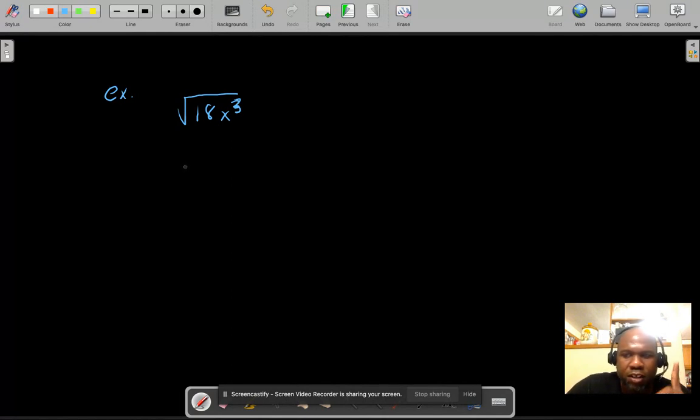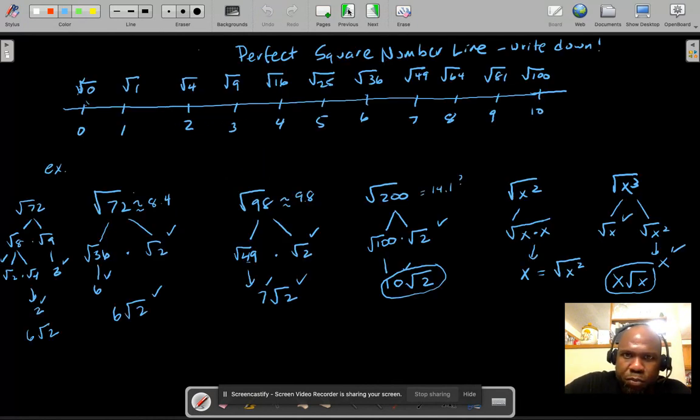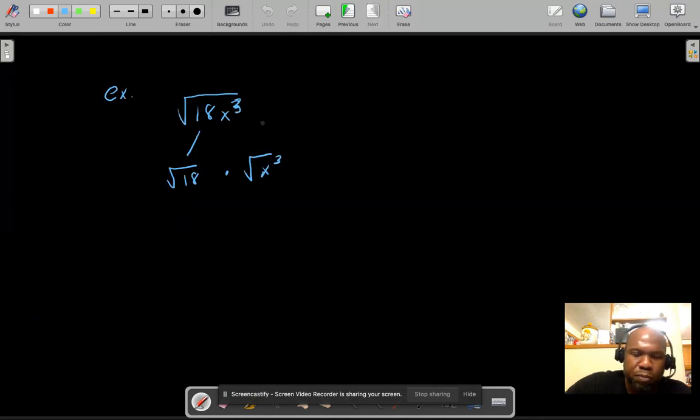Remember, the product property of radicals says I can break these down into two separate parts. I can break this down to the square root of 18 and the square root of x to the third. Then I can look for the perfect squares. The perfect square for 18 is 9, so the square root of 9 and the square root of 2. Now, the square root of 9 is obviously a perfect square, so that breaks down to 3, and the square root of 2 stays where it's at.